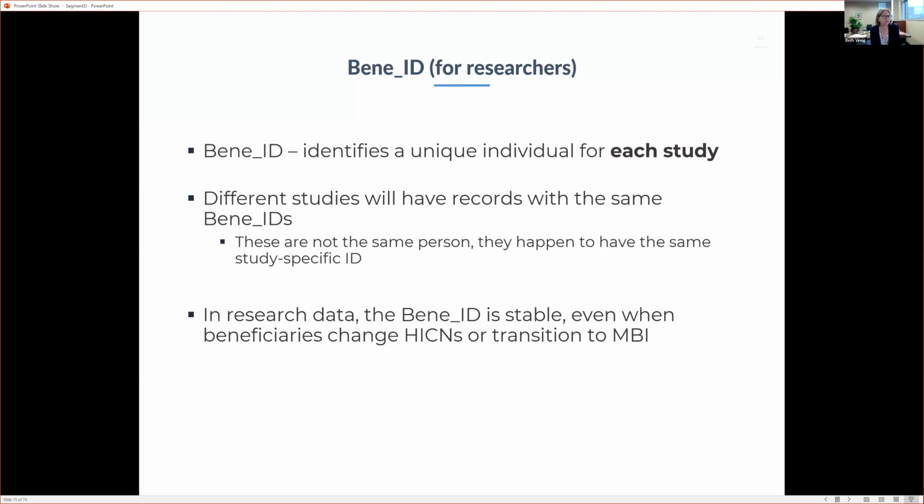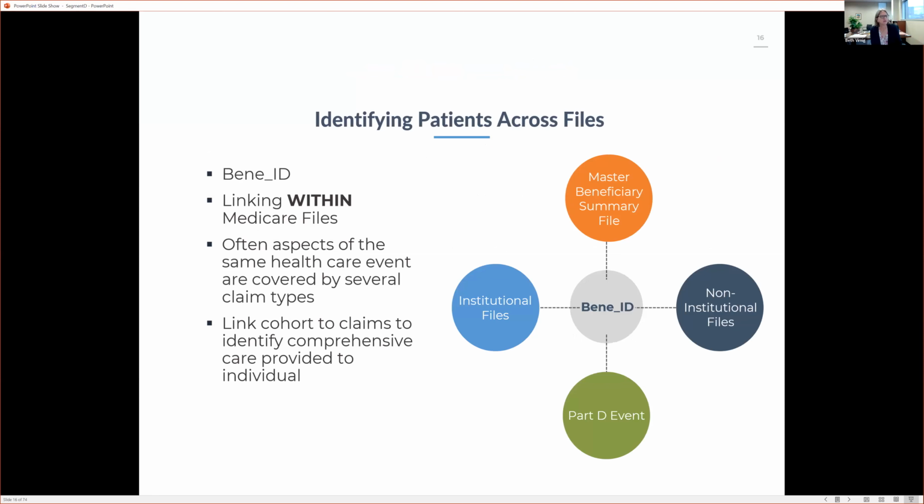So we use the Beni ID. It's an identifier. It will be consistent across every record in your study, as long as that was your direction to CMS or to the CCW, and you don't need to worry about transitions from HICNs to MBIs or anything else. So the Beni ID is used for linking within files and across files.